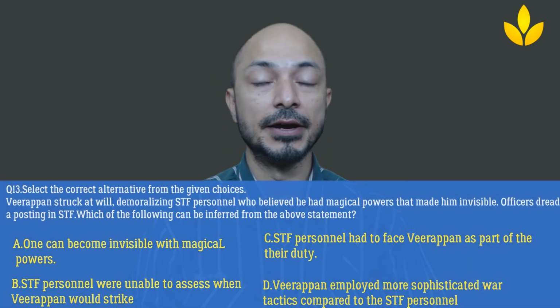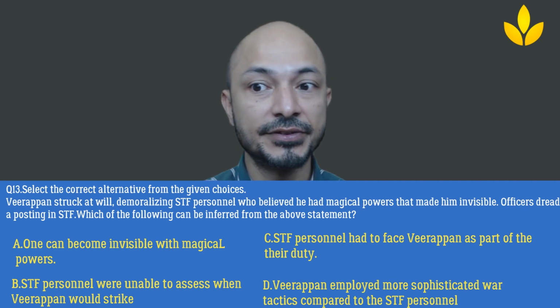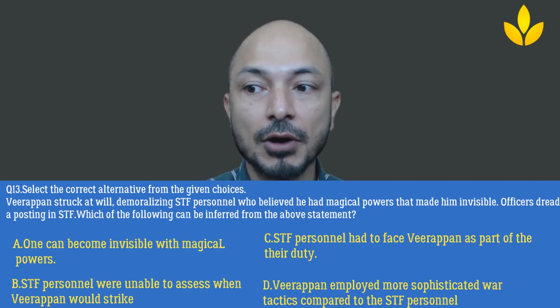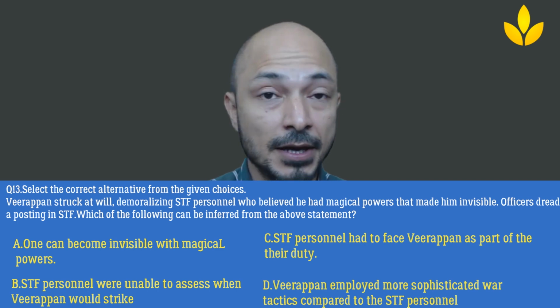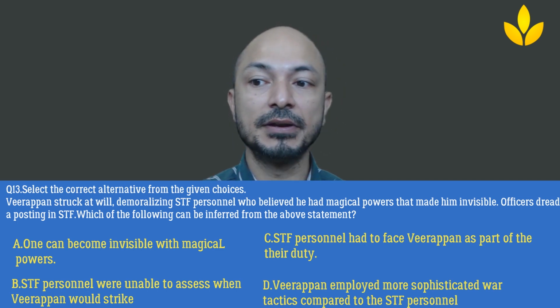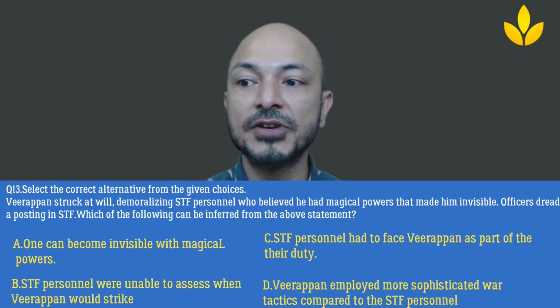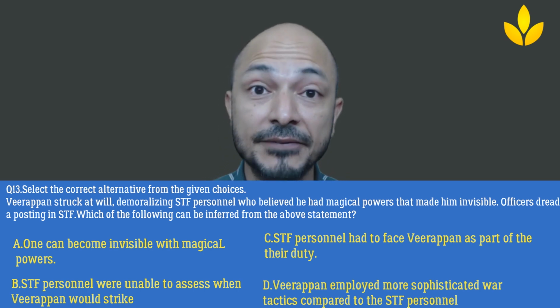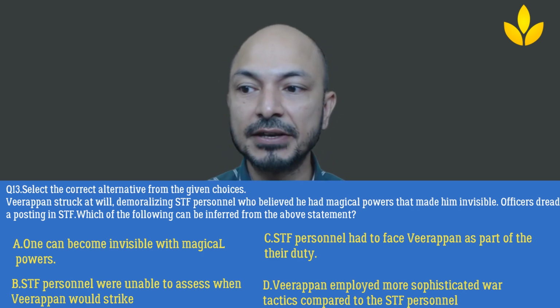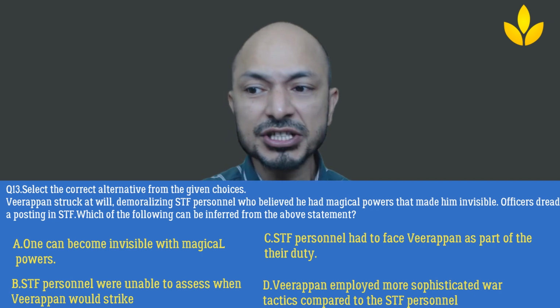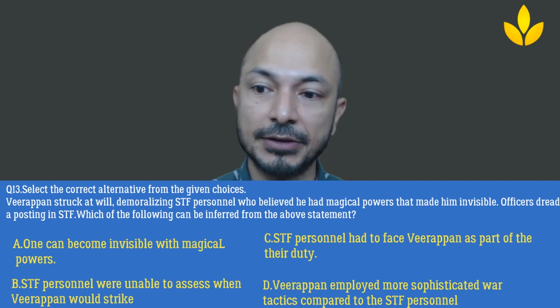Hello, we are here with the solution to question number 13 in the verbal section of the Wipro pattern test. And it's again sentence inference. So it reads, select the correct alternative from the given choices. The passage reads, Veerappan struck at will, demoralizing STF personnel who believed he had magical powers that made him invisible. Officers dread a posting in STF. Which of the following can be inferred from the above statement?